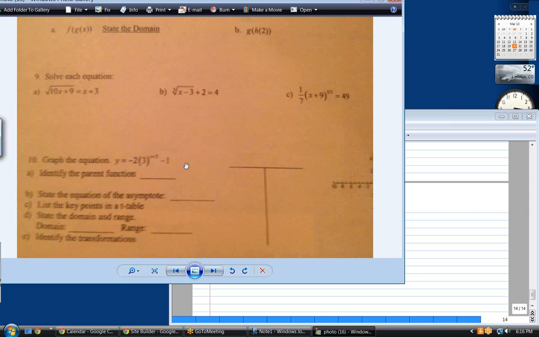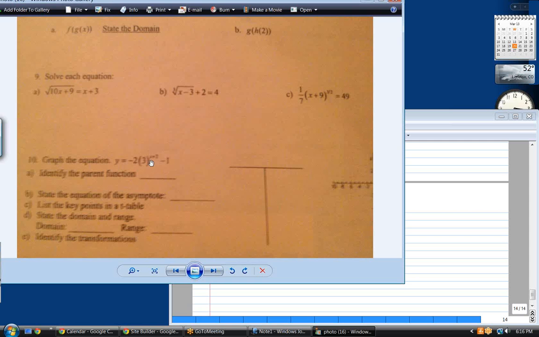What's the parent function on 10? That's the only thing I'll ask. I'm just going to take a guess and say y equals 3 to the x plus 2. Close. y equals 3 to the x. That's the parent function. This plus 2 acts as a horizontal translation. That's all.